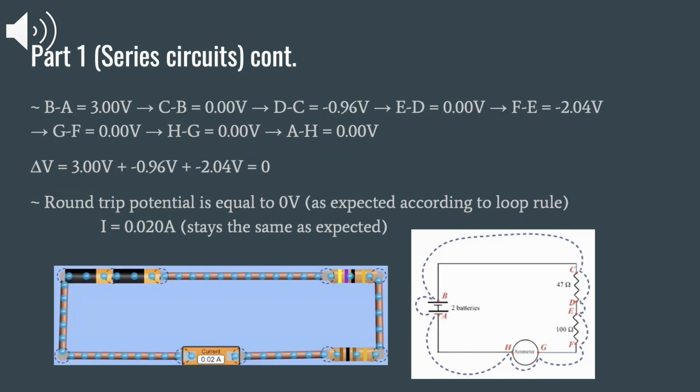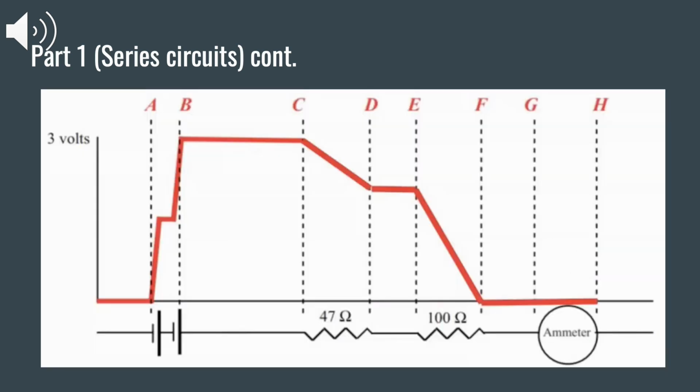We then calculated the round trip potential as seen below, which is basically the potential difference across different sections. The potential difference across the wires was said to be 0, and across the two resistors is negative 0.96 volts and negative 2.04 volts. If we take the sum, we get delta V is equal to 0, which is as expected. Here I have graphed the potential difference across the entire circuit.